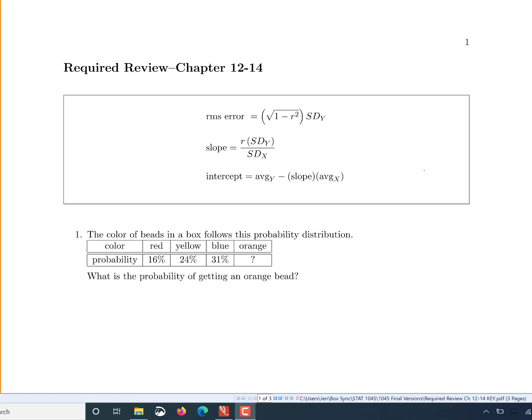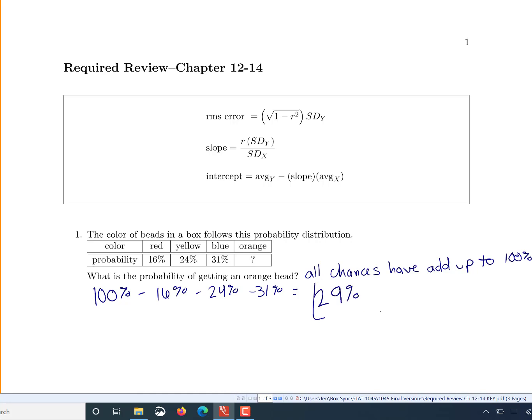So question 1, the colored beads in a box follows this probability distribution. Notice you have the colors across the top, you have the probabilities, but the problem is we're missing the probability for orange. So I want to know, what is the probability of getting an orange bead? Well, remember, all chances have to add up to 100%. So if I do 100% minus 16% minus 24% minus 31%, I should be able to figure out my missing percentage, which should be 29%.